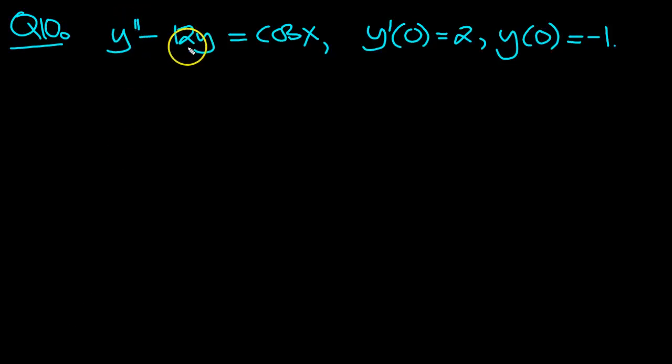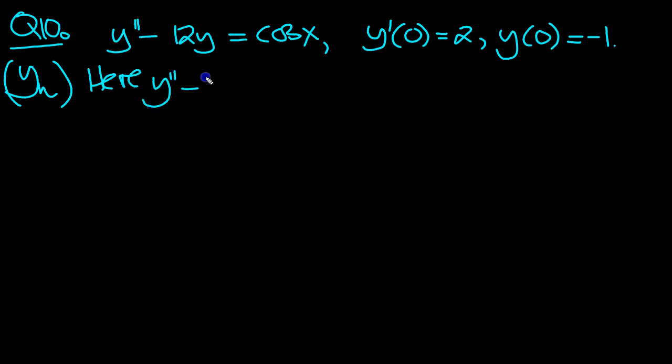y double dashed minus 12y equals cos x, and here are the initial conditions. So let's start off with the homogeneous equation. Here, y double dashed minus 12y is equal to 0. And so we can now write the associated auxiliary equation, lambda squared minus 12. There's no lambda term because there's no y dash term.